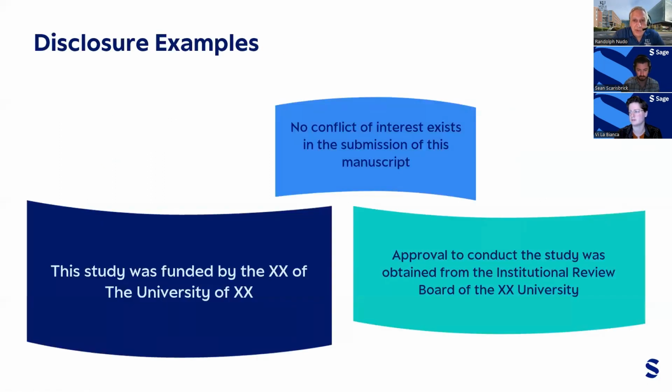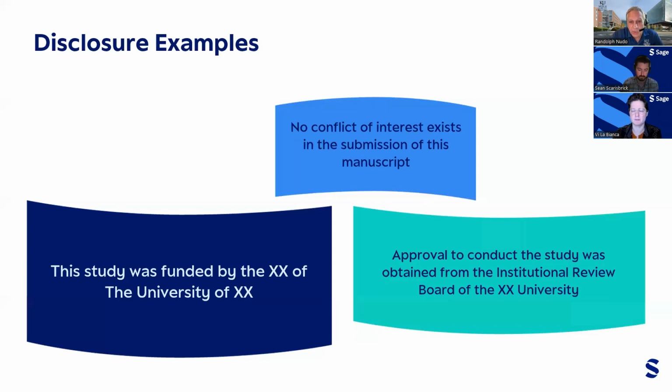Author disclosures can include something like no conflict of interest exists in the submission of the manuscript, or for funding. This could be as simple as the study was funded by X Foundation, for example, or the University of Y. The article is available on the preprint server and the link is blank. Those are examples of how you can disclose various things.